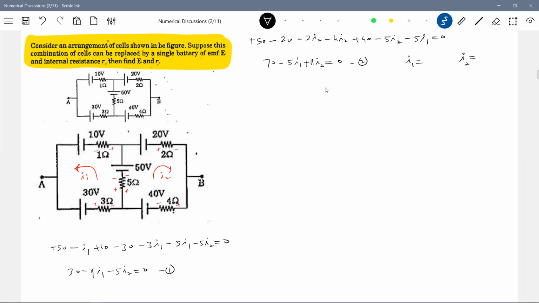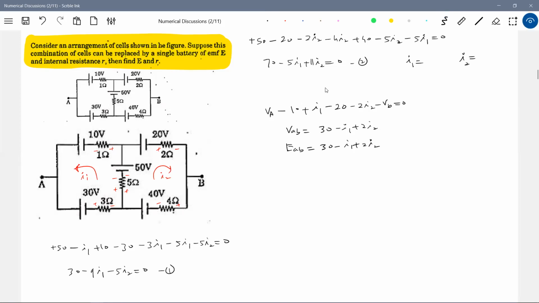After this, what I do, I want the EMF of the cell. So VA minus 10 plus I1 minus 20 minus 2I2 minus VB equals 0. If I solve for VAB, this should be equal to 30 minus I1 plus 2I2. This VAB is nothing but EAB. Able to get the idea? So if you can get the I1, I2, substitute there, you'll get EAB, the effective EMF. Okay, we got it.